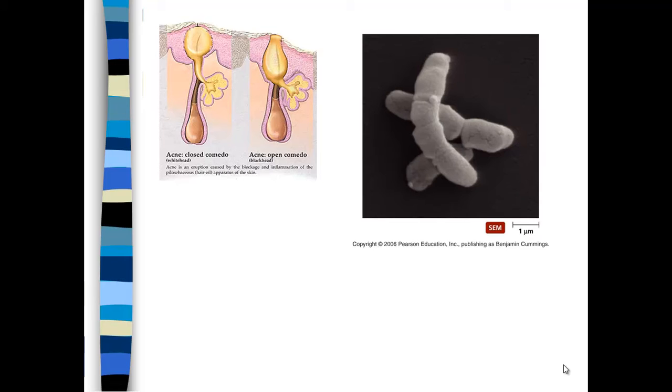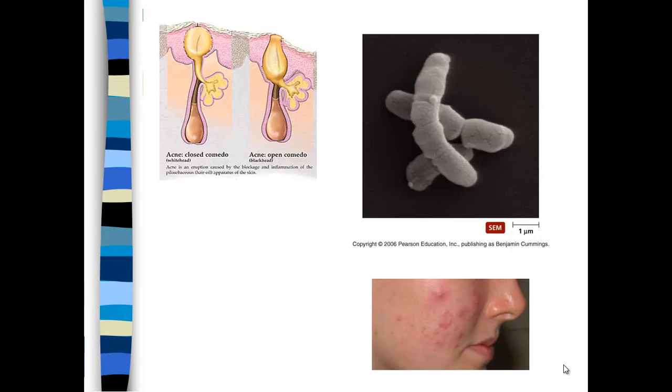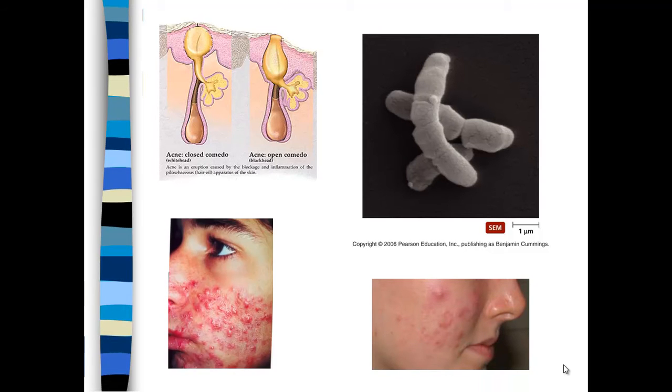Okay, here is Propionibacterium acnes. That's the active agent in acne. Again, it's a commensal bacteria. It just sits on your skin, but the immune system during adolescence starts to respond to this bacteria as if it's a foreign invader, and that's where acne happens. Acne can be very benign, or it can be quite severe.